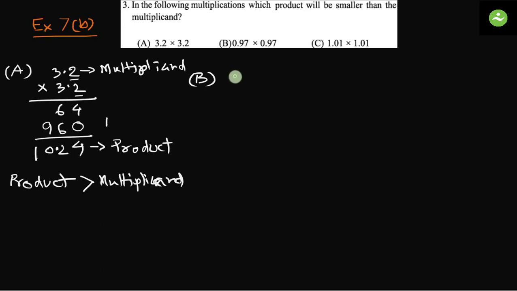Multiply 0.97. We will not write 0 because that doesn't have any value. For multiplication, we don't need to write the 0. So 0.97. Multiply 7 into 7, 49. 4 in hand. 7 into 9, 63, and 4, 67. Multiply by 9. Before that, put a 0 here. 9 into 7, 63. 6 in hand. 9 into 9, 81. 81 and 6, 87.